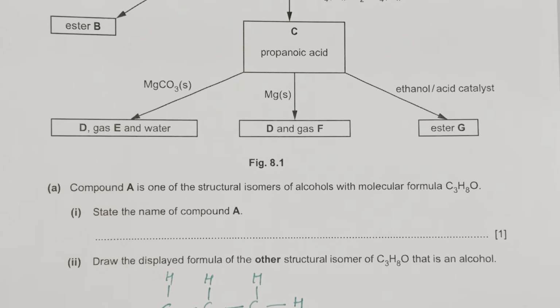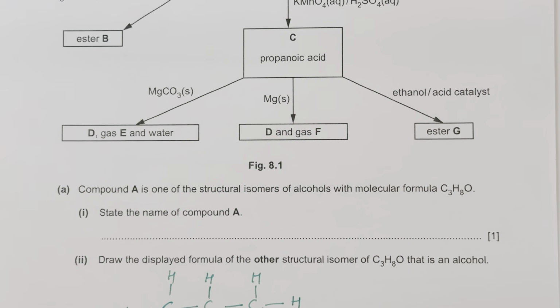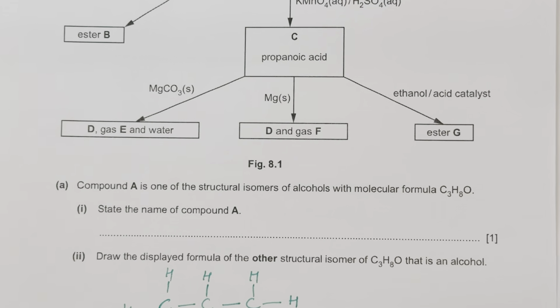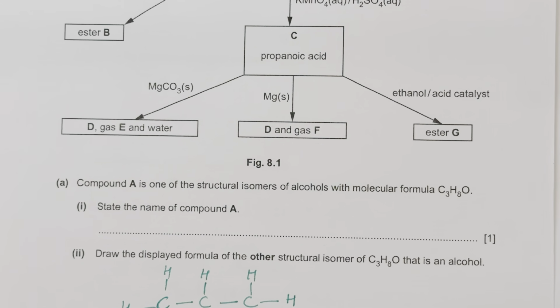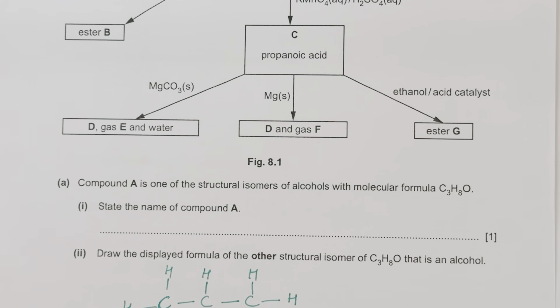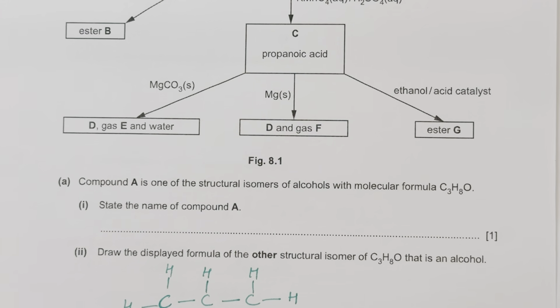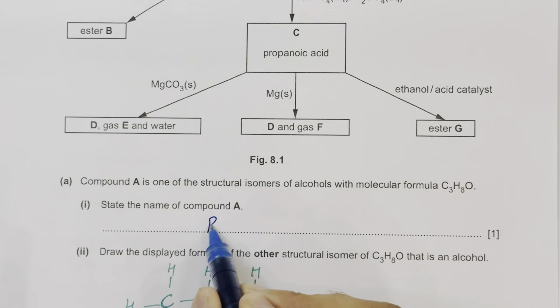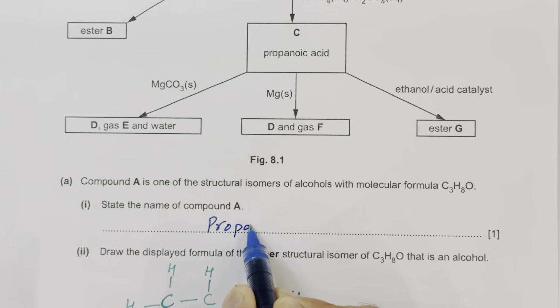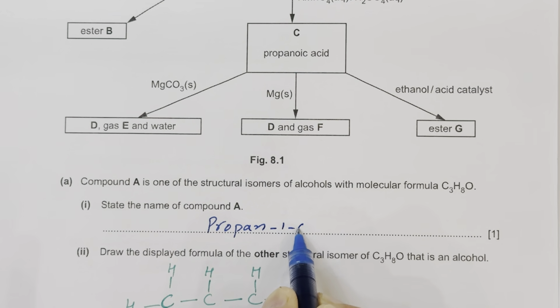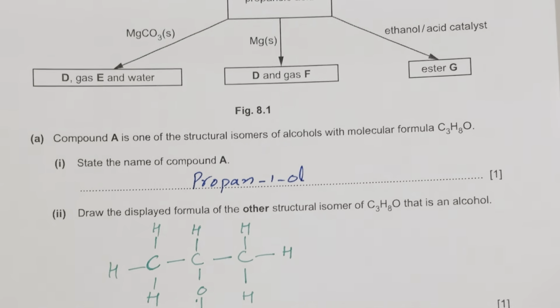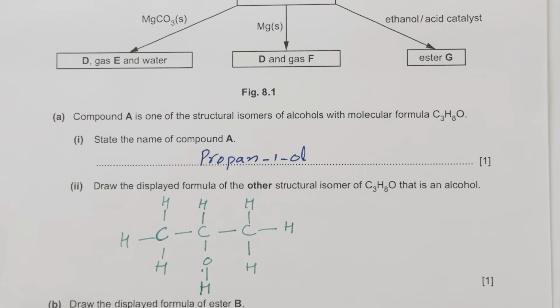Question A. Compound A is one of the structural isomers of the alcohols with molecular formula C3H8O. State the name of compound A. So the name of compound A would be propan-1-ol.